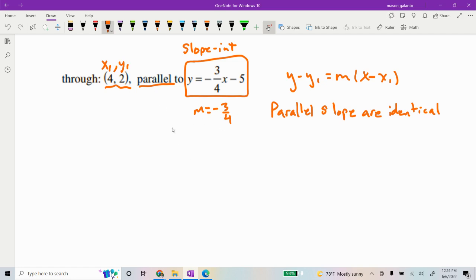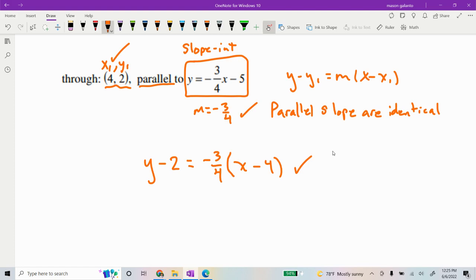So negative 3/4. Well, fortunately for us, we're given a point and a slope. So we have that. All we need to do is just substitute in y minus 2, our y coordinate, is equal to our slope, negative 3/4, times x minus our x coordinate, so minus 4. Technically, this is the end. This is point slope form.